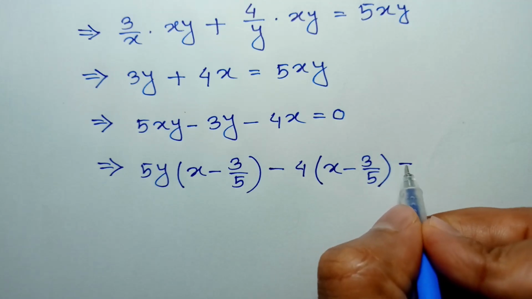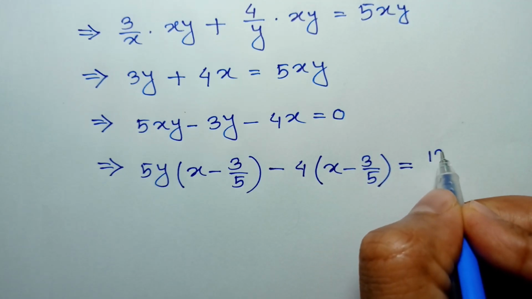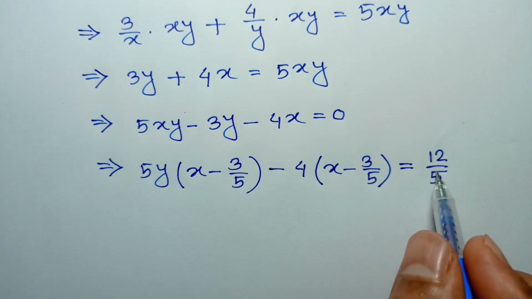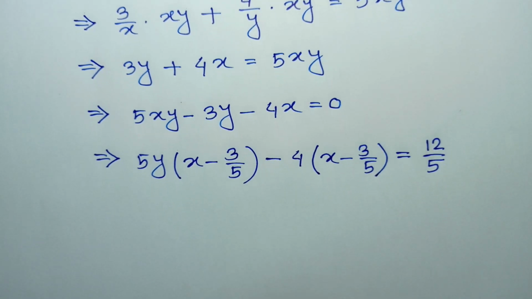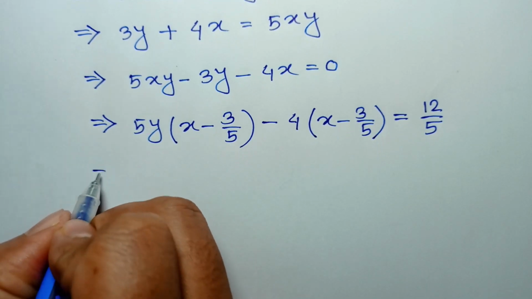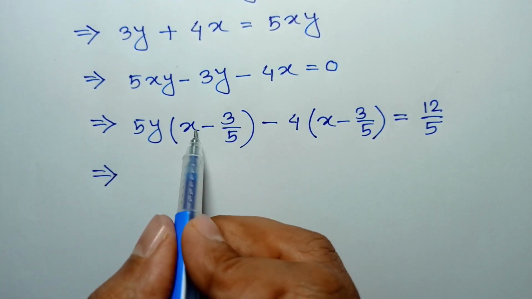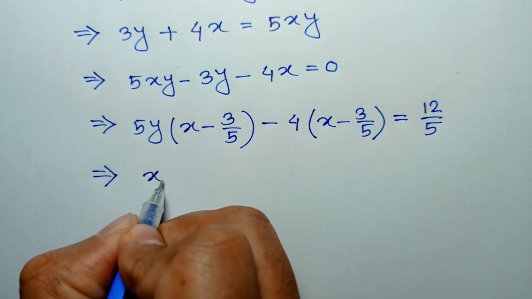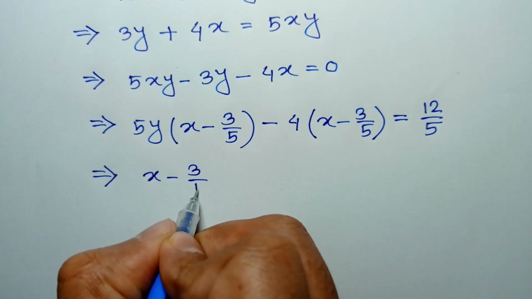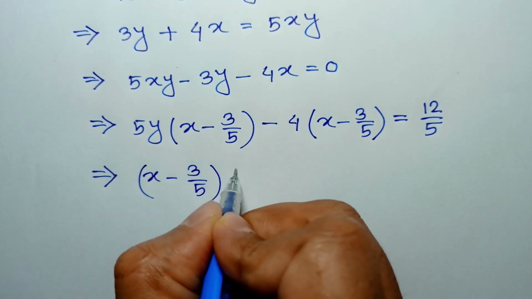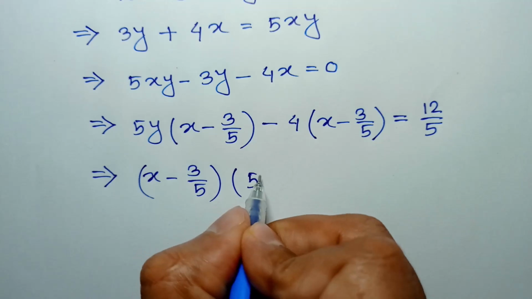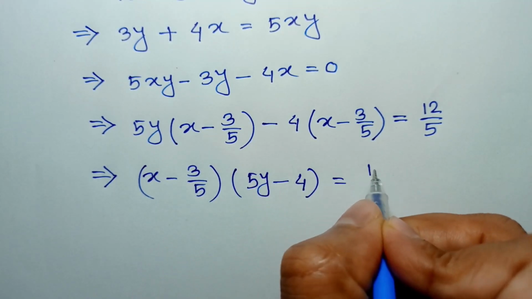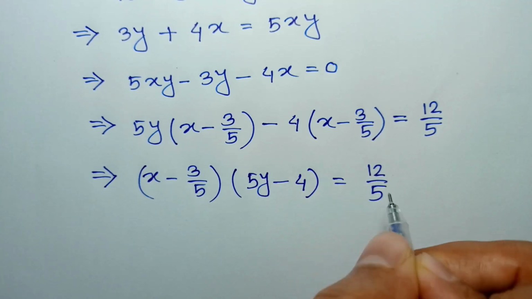So to make balance we have to write 12 over 5. So this 12 over 5 will cancel out from both sides. Taking x minus 3 over 5 common, we can write x minus 3 over 5 times 5y minus 4 is equal to 12 over 5.